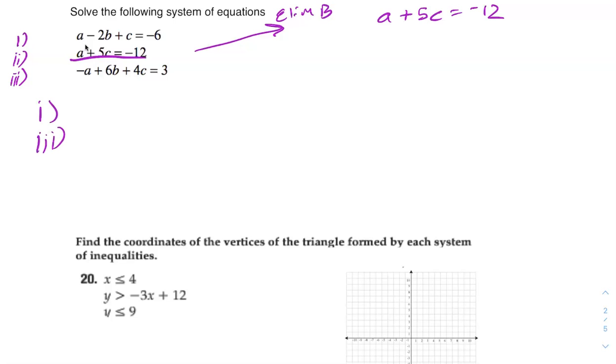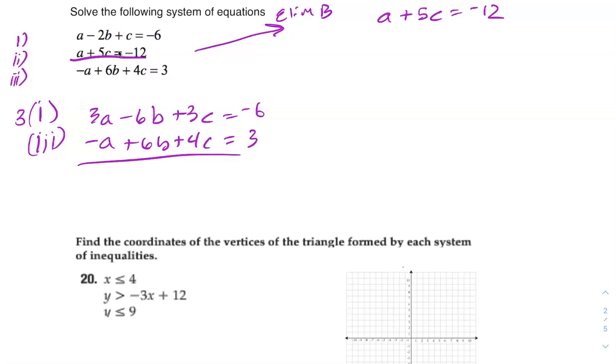So it matches. If I want to get rid of B, I'm going to multiply the top row by 3. That way that becomes -6 and they cancel out. So I'm going to get 3a minus 6b plus 3c equals -6. Over here I'm just going to leave this alone. Add down, I get 2a plus 7c equals -3, and the b's cancel. And again, I can plug that over here. So now I have my next step.